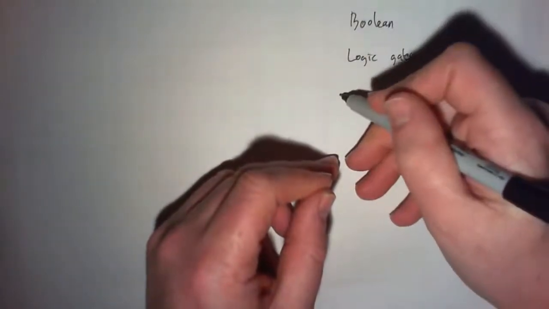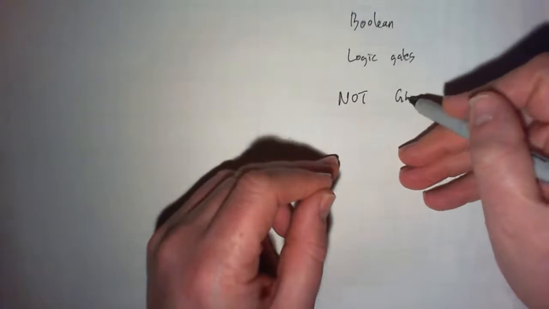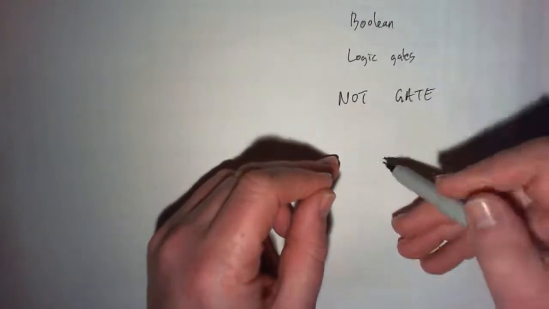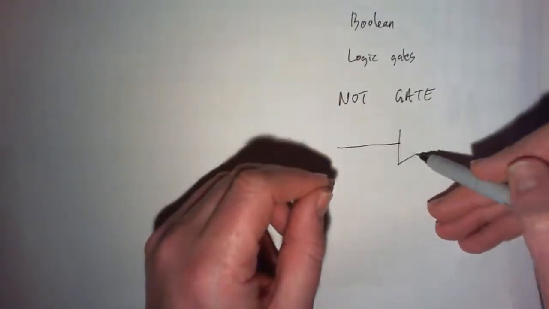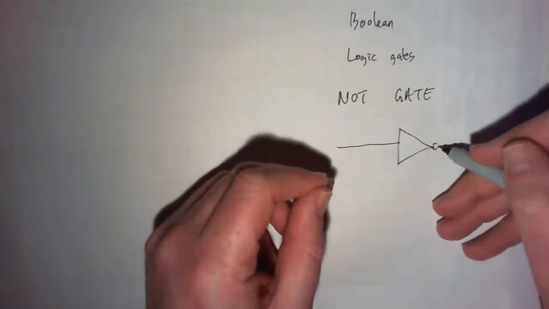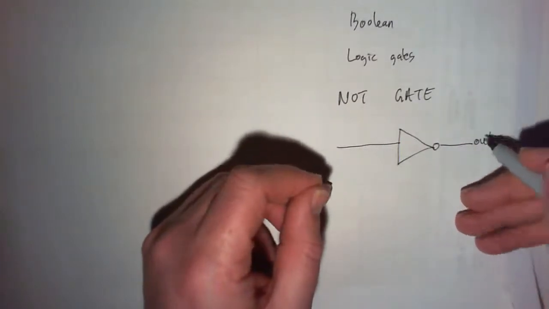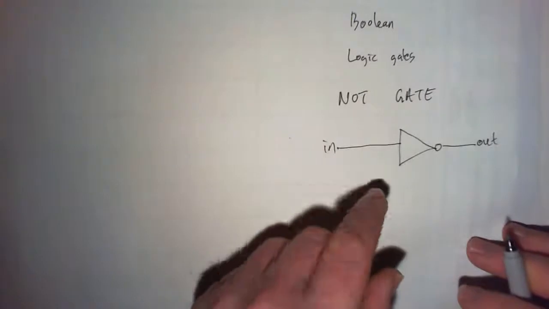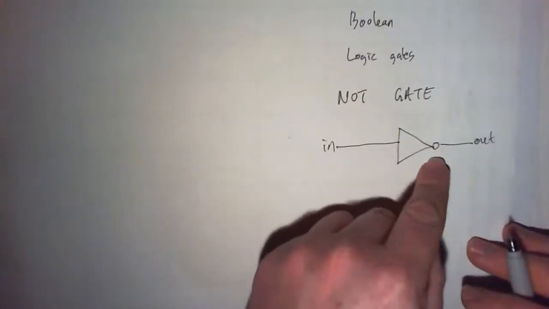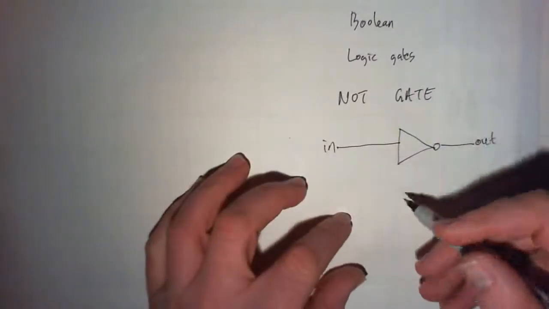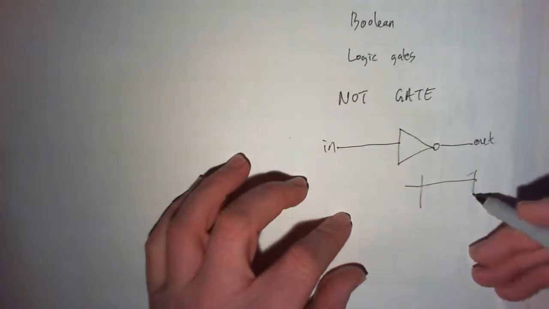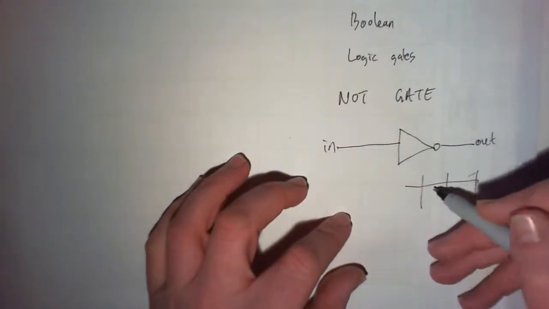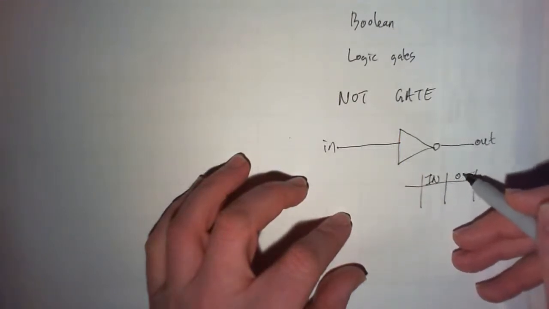Okay, let's start with the NOT gate. All right, so a NOT gate has an input and an output. Okay, and there's the symbol for it. It's a triangle with a circle on the front. Okay, so what does its truth table look like? Okay, it's pretty easy, in and out.